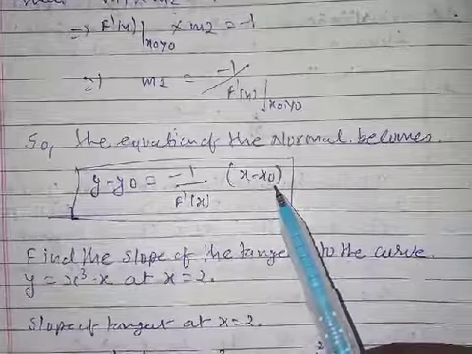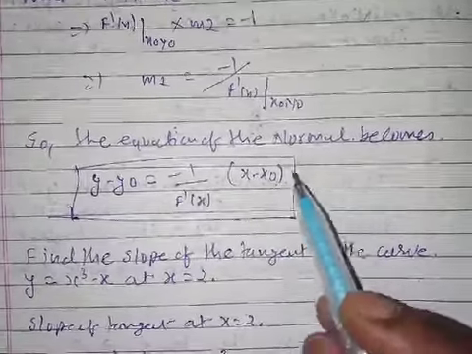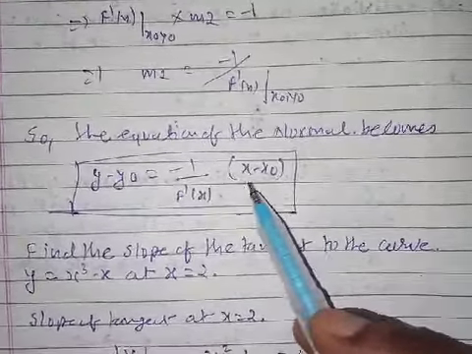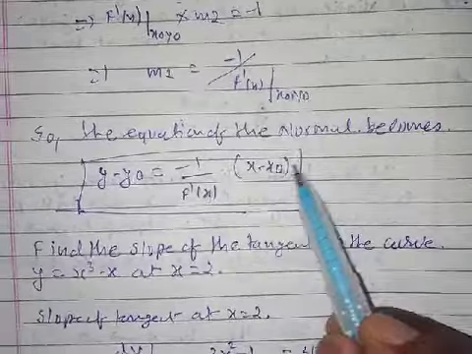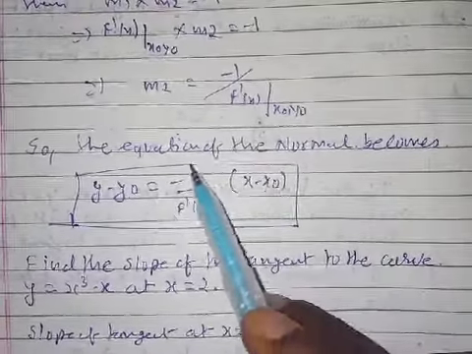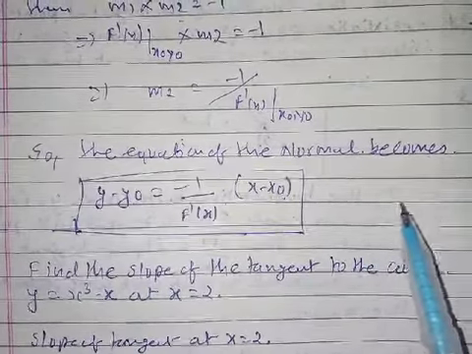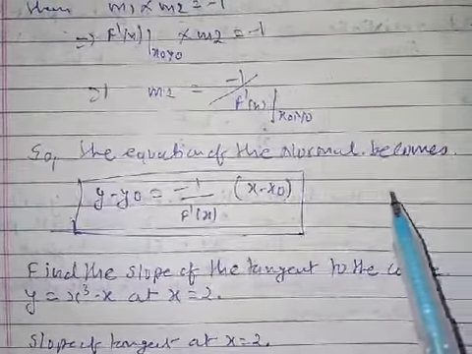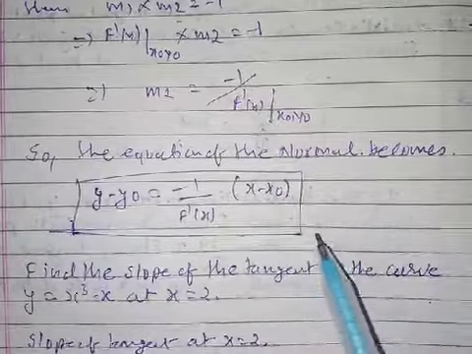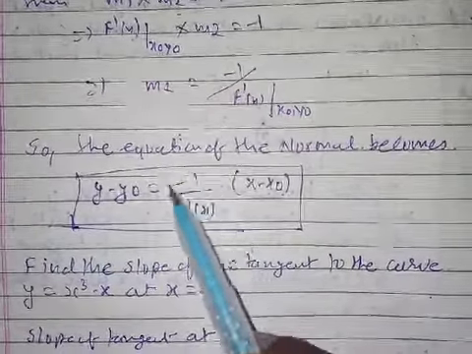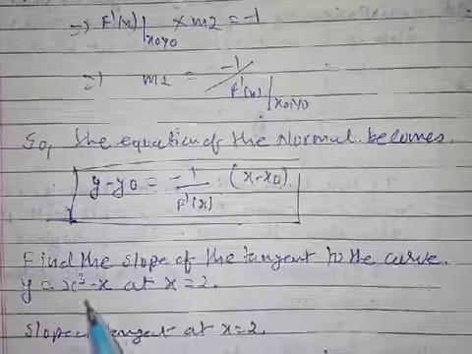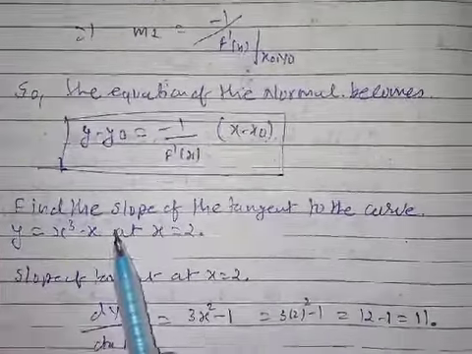Suppose the slope of a tangent is 2. What will be the slope of the normal? Minus half. It will be the reciprocal multiplied with minus 1. Is it? So now let's see one example.